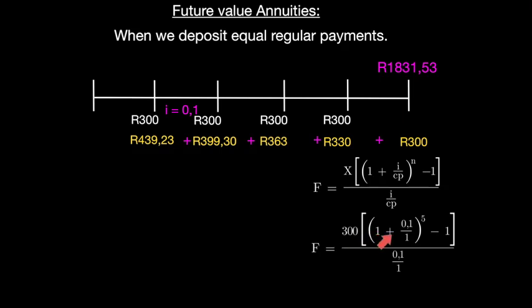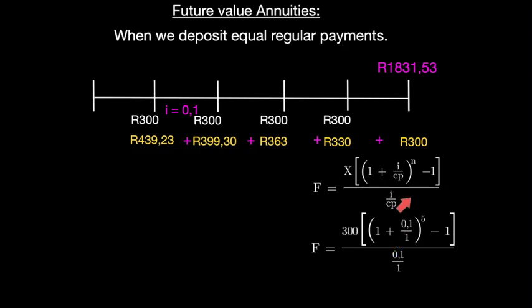Then we have 1 plus. Our interest rate was 10%, so we're going to take the 0.1 and that goes into the place of i. It was compounded yearly because we made a payment at the end of each year. So the compound periods is 1 because it's once every year.